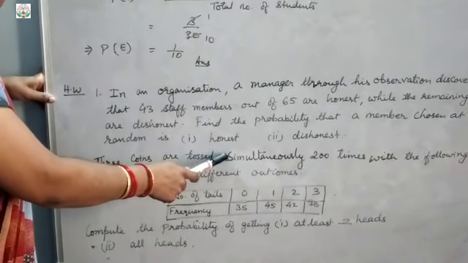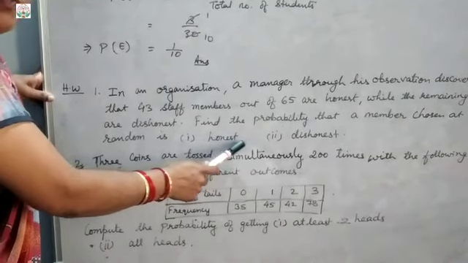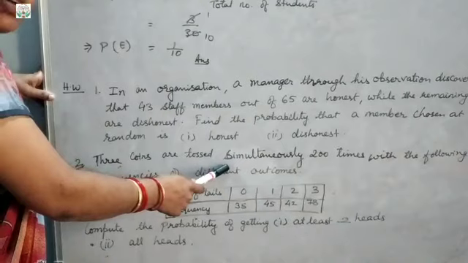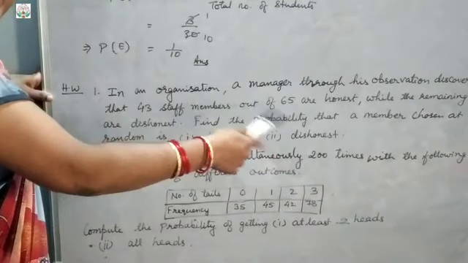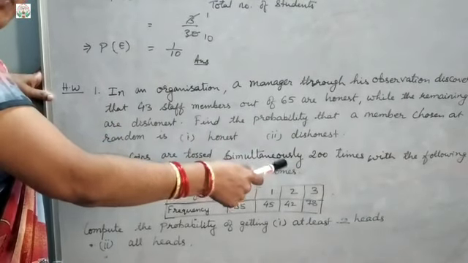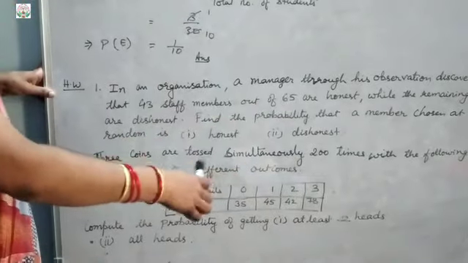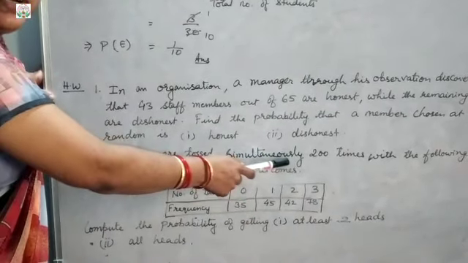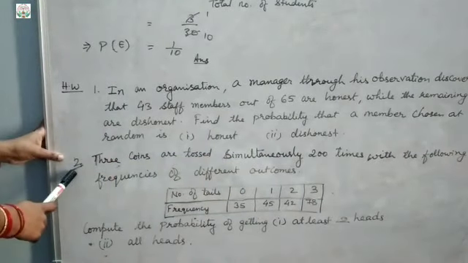So the honest probability will be the number of staff members who are honest upon the total number of staff. And in the same way, dishonest will be the number of staff members who are dishonest upon the total number of staff. Likewise, for these two, you find the probability. Now, the second part of the question.